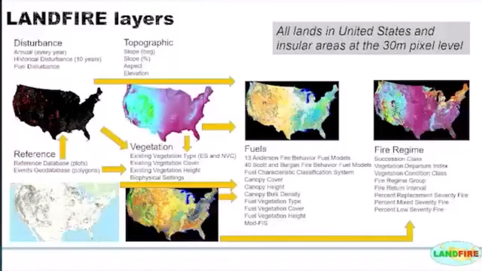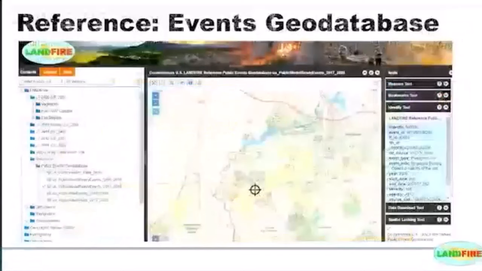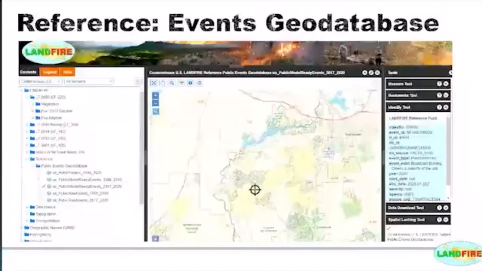So the key thing I want to talk about here is the interrelationship of all of these layers. Like, we can't map fuels if we don't know what the vegetation is. We can't map vegetation if we can't somehow figure out where the disturbance was the year before. And plot data, right? We need vegetation plot data to train our models, our mapping models. So I'm just going to go through a few of those different sections of what we offer.